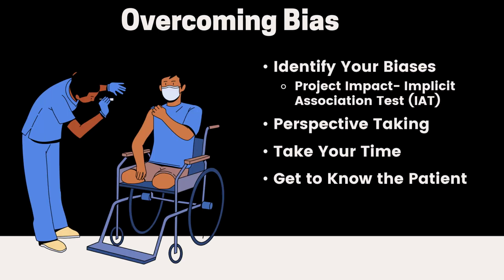How do we overcome bias? The first step to overcoming bias is to take the time to identify any biases that you may have. Project Implicit has created the implicit association test that measures beliefs and attitudes related to implicit bias in a variety of contexts. This is an excellent tool to assess your own implicit biases.